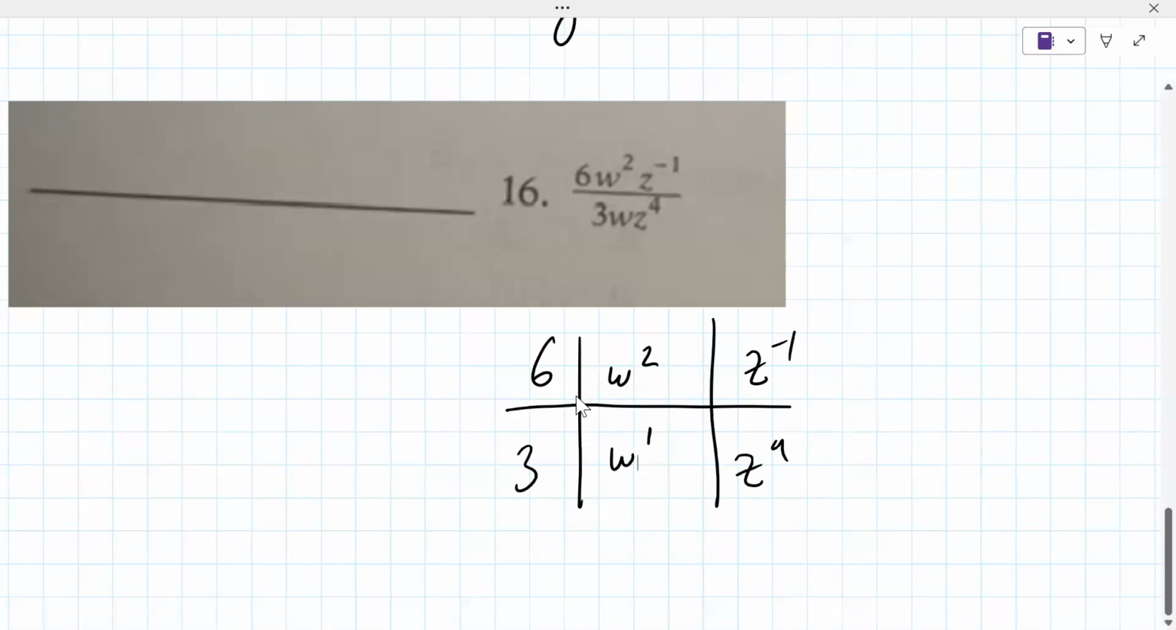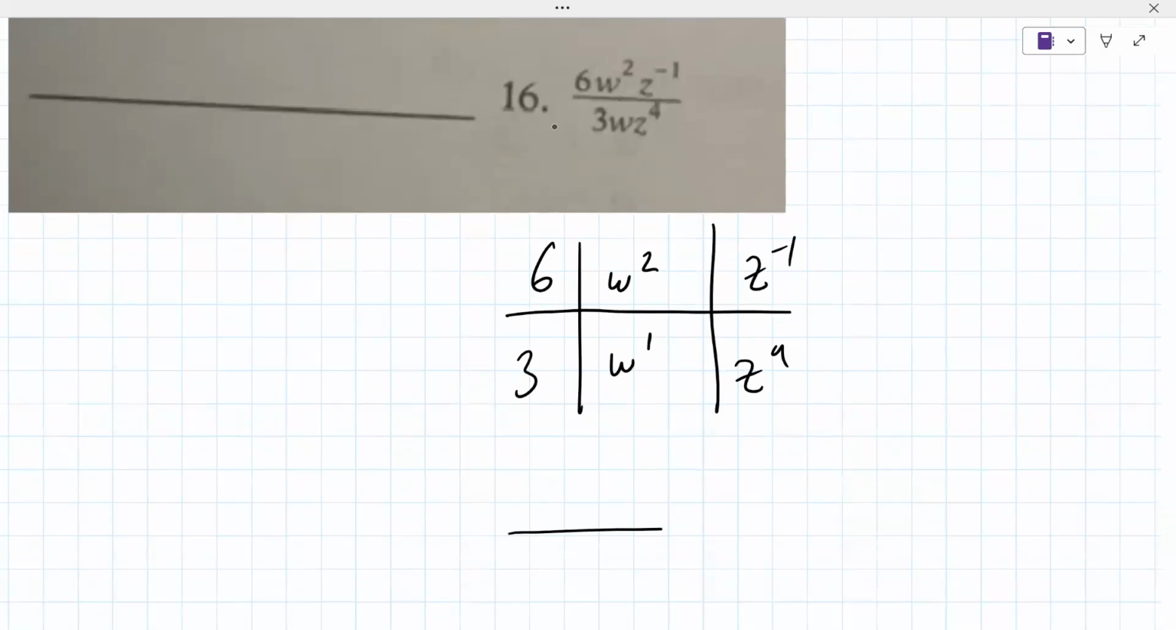So the rule here is that you basically look at these in three pieces. What is 6 divided by 3? 2. Okay, so that's going to go on the top. Now, when the bases are the same and you divide, you subtract the exponents. So it'll just be W to the power of 1. Now on the right here, you have to be careful how you do it. It's -1 minus 4.